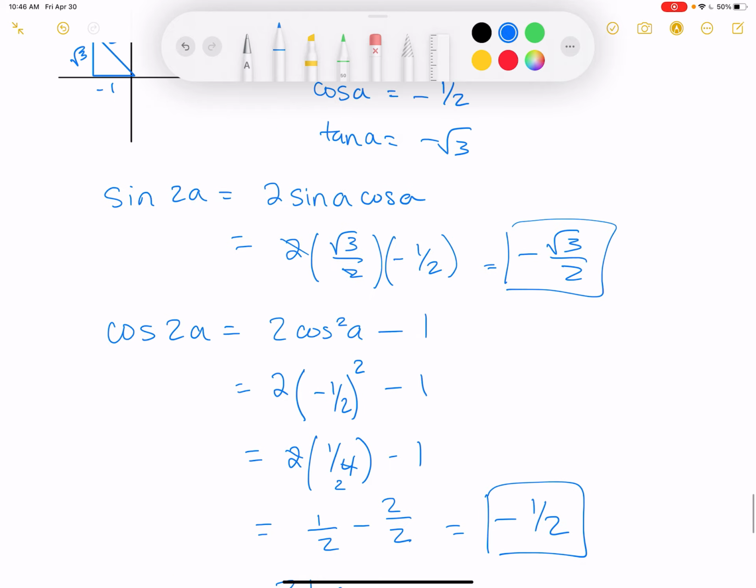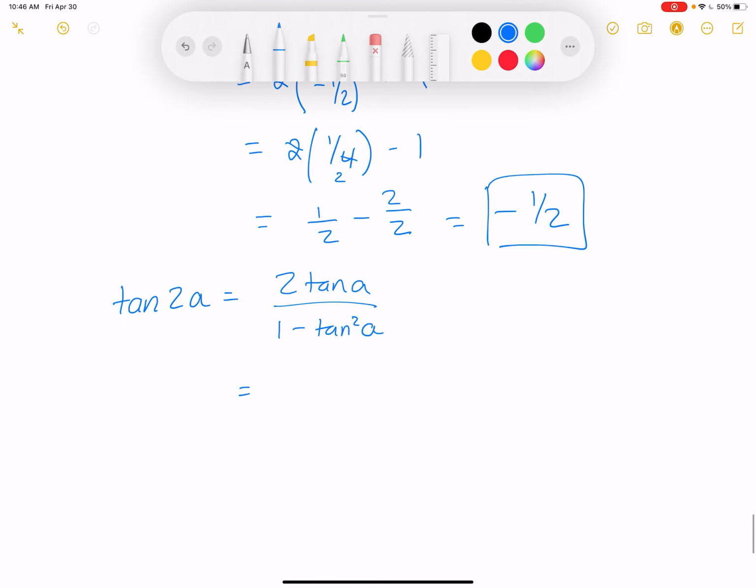All right, so tangent of A was negative square root of 3, so 2 times the negative square root of 3 over 1 minus negative square root of 3 squared. Make sure you watch these signs. The negative right here is not being squared. Don't get that confused. Only the tangent of A is being squared. So the negative square root of 3 is being squared, but there's still a negative outside.